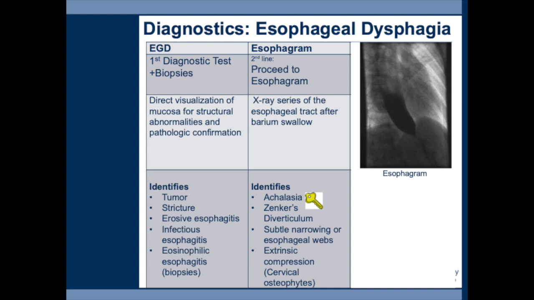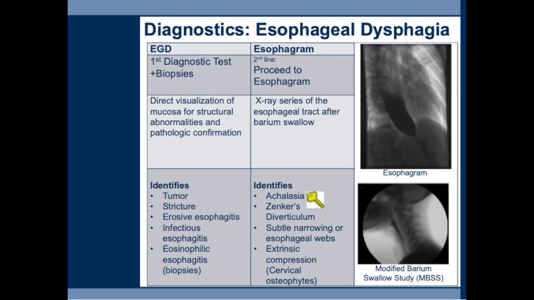Other diagnoses that may be difficult to identify on EGD but should be captured on esophagram are listed here and include things like Zenker's diverticulum, subtle narrowing of the esophagus or esophageal webs, as well as extrinsic compression from cervical osteophytes. One common area of confusion is the difference between a modified barium swallow study, or MBSS, and an esophagram. Modified barium swallow study focuses on the oropharyngeal phase of swallow, whereas a barium esophagram focuses on the esophageal phase of swallow. A comparison between the two can be seen here on the right column.